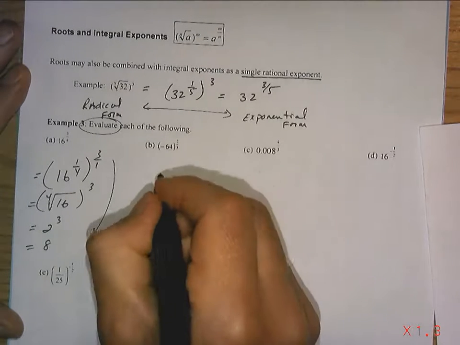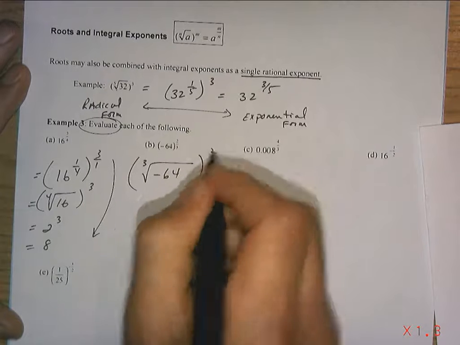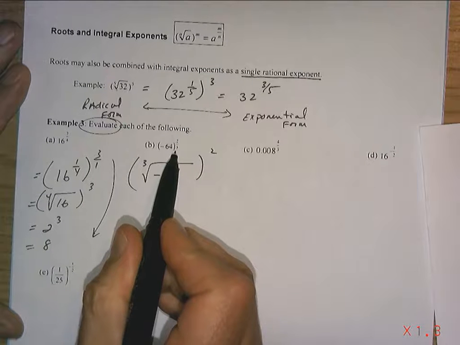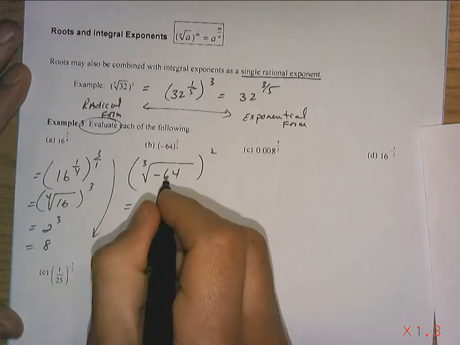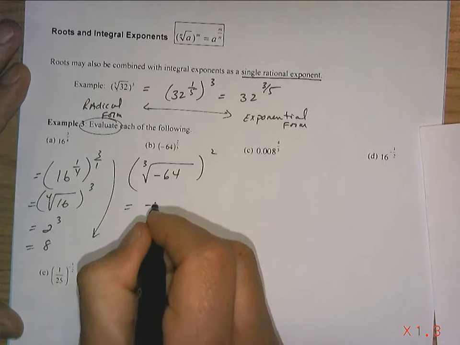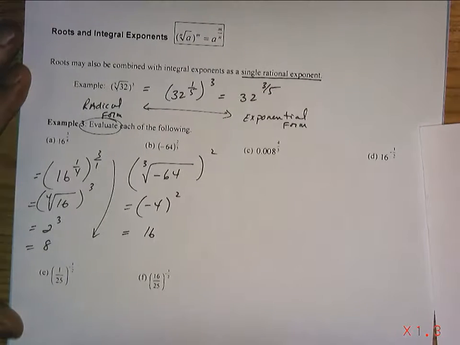Here's the next one. Negative 64 to the 2 over 3. So that's 2 over 3 being changed into the 3rd root, squared. Well, that's going to be negative 4, squared, which is going to be positive 16.